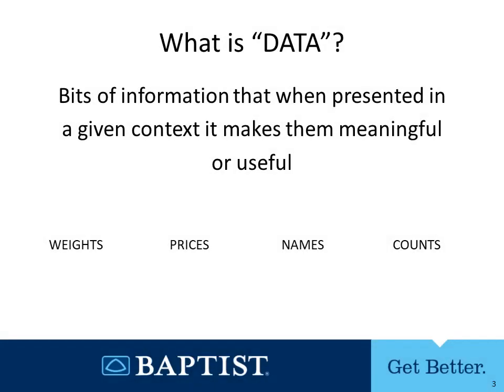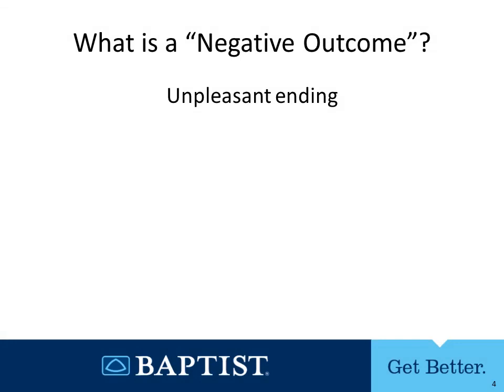So next, what is data? Data is really just bits of information that when presented in context makes it meaningful or useful. So things like weights, prices, names, or counts are good pieces of data to include in your obstacle. So the third part we talked about was what is a negative outcome? The meaning here is really an unpleasant ending. But what I really think you need to do is think about what is this obstacle actually doing that is having a negative effect from you reaching your target condition.